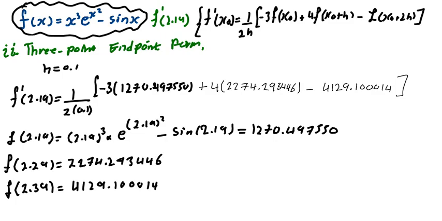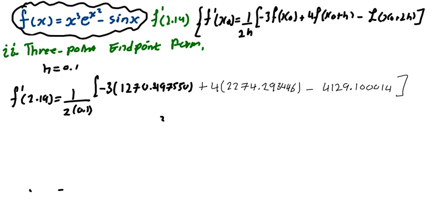If you punch all of this on your calculator, you're going to end up with some value for f prime of 2.19, after you use the 3-point endpoint formula, equal to 5782.92588. That's what you're going to end up with. So this is the third value that we have gotten.